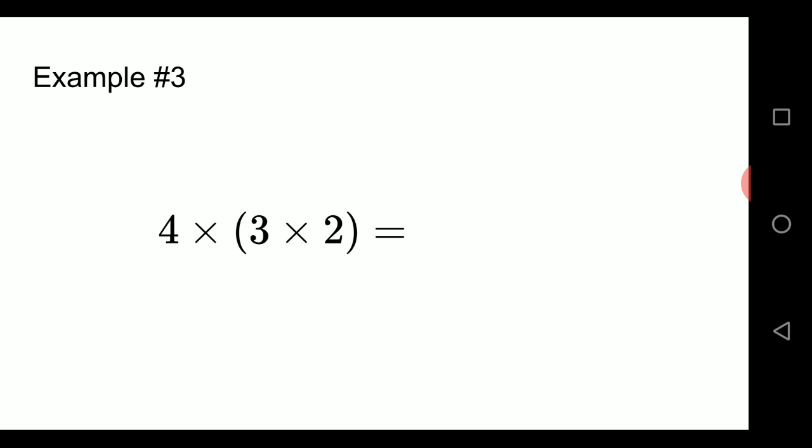Okay, so 4 into 3 into 2, so 3 into 2 is going to give me 6. 6 into 4 is going to give me 24. Okay, that's the answer. But if I change the order and change the grouping, if I group 4 and 3, I'm going to get 12, and 12 into 2 is going to be 24, which is the same, right? It doesn't matter what grouping I have, I'm always going to get the same answer. This is known as associative property of multiplication.